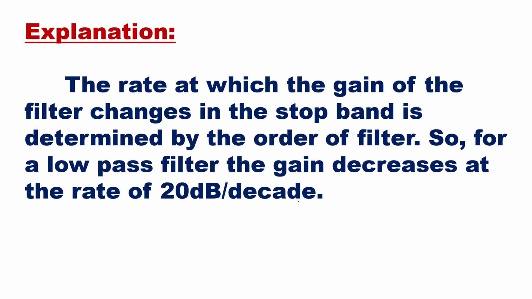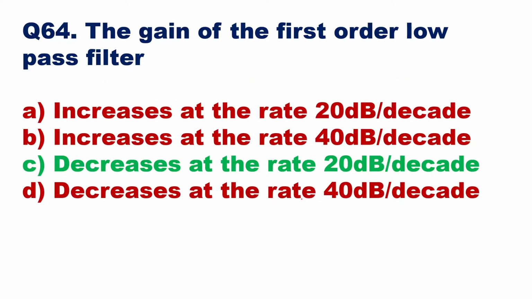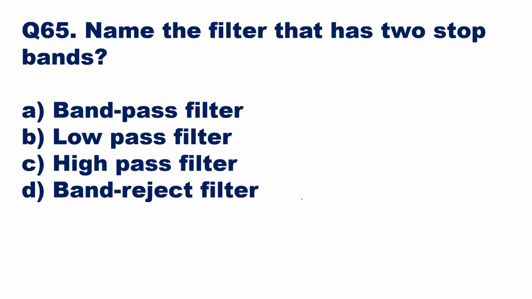So here you can see the explanation: the rate at which the gain of the filter changes in the stop band. So from pass band it is coming to stop band, and in stop band how it is falling off is determined by the order of the filter. That is, the order of the filter means fall off rate. So for a low pass filter, the gain decreases at the rate of 20 decibels per decade for your first order low pass filter. So here you can see option C is the right answer, decreases at the rate of 20 decibels per decade. Then we'll go to the next question, question number 65.